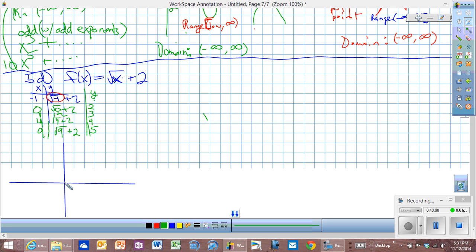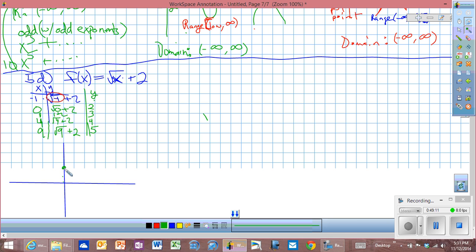0, 2. So over 0, up 2. Let me count those. Then over 1, up 3. Sorry that my scale is not matching up very well. Over 4, so 1, 2, 3, 4, up 4. That one worked out pretty cool. Somewhere in there is 4. Then I have over 9, so that was 4, 5, 6, 7, 8, 9, and that went up to 5, not 15. It looks like a 15, I'm sorry. So it went up another one.